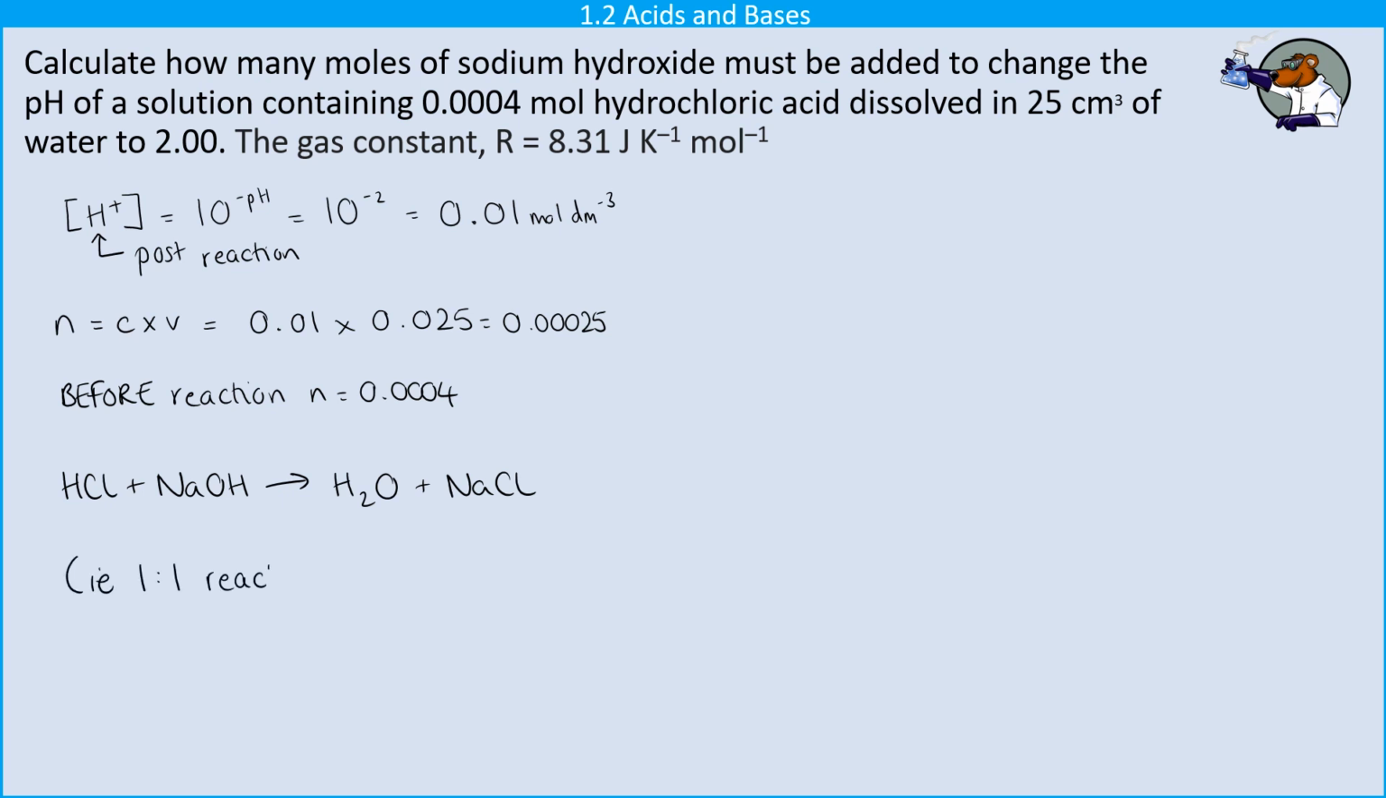So what we're saying is that because they react in a 1-to-1 ratio, the hydrogen ions used is going to be the 0.0004 take away the 0.00025, which gives us 0.00015 moles of sodium hydroxide, and that's how many moles we've had to add.